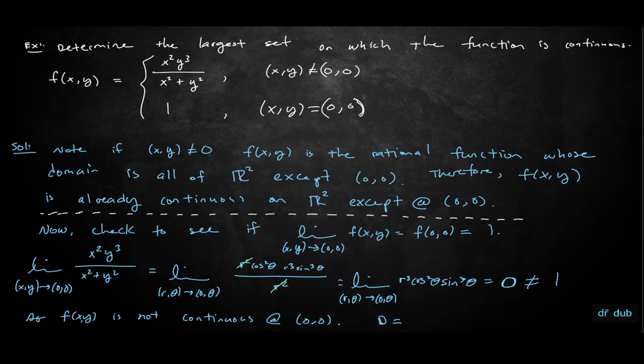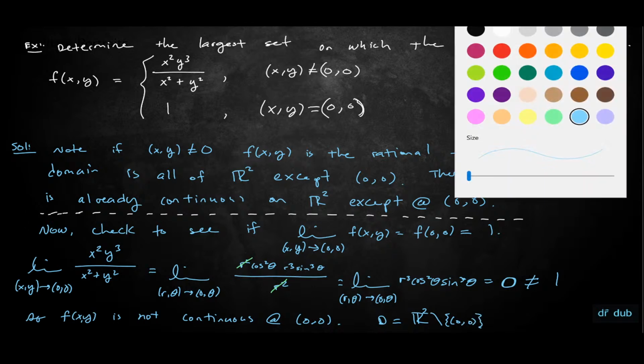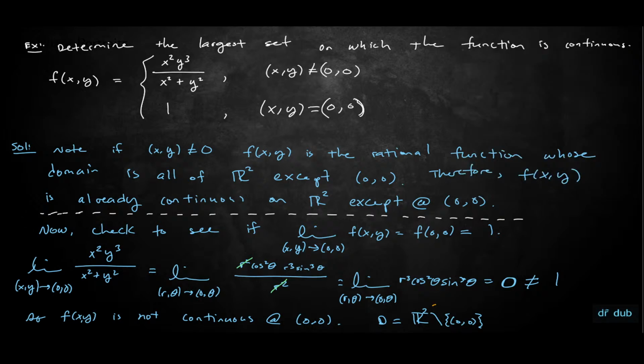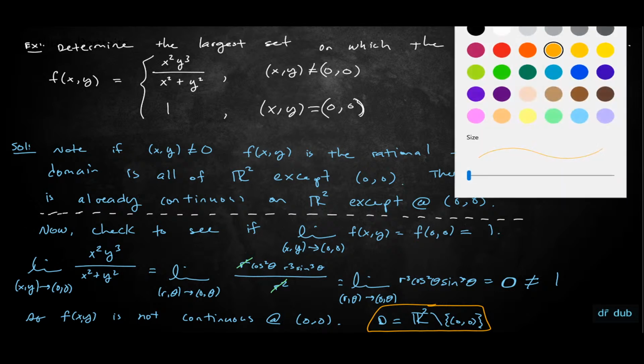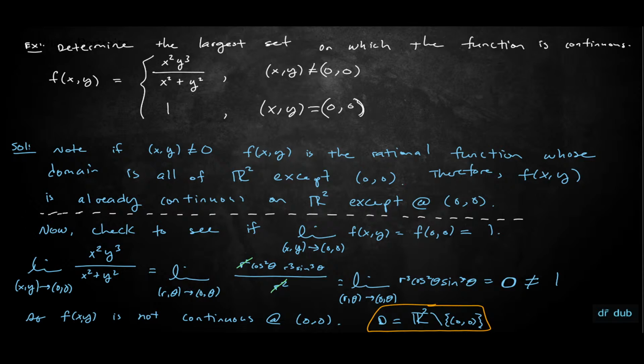So the set D would be all of R2 without the point (0, 0). And that's a shorthand notation for that: R2, backslash, and then put in little set notation, the ordered pair (0, 0). So it's all of R2 without (0, 0). And that's where we are continuous. So everywhere except the origin, basically.